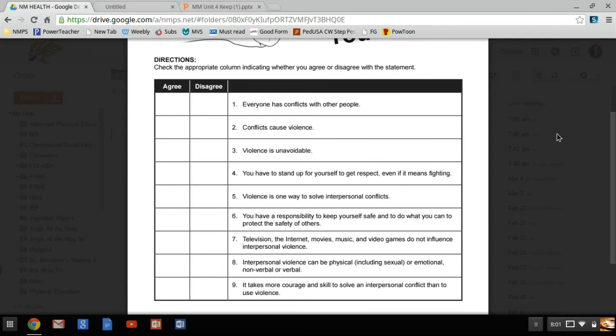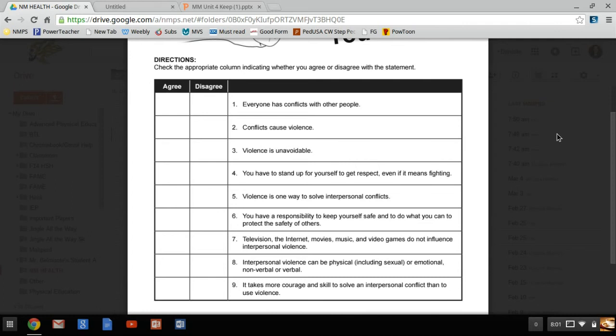Number 7, television, internet, movies, music, and video games do not influence interpersonal violence. So you probably heard many debates whether watching TV or hearing about violence increases violent behavior. If we see or hear something frequently enough, we get used to it. The same is true about violence. If we see or hear about interpersonal violence frequently, we get used to it, and it seems more acceptable and normal. We may even think it's permissible. The fact is that interpersonal violence is not acceptable, normal, or permissible.